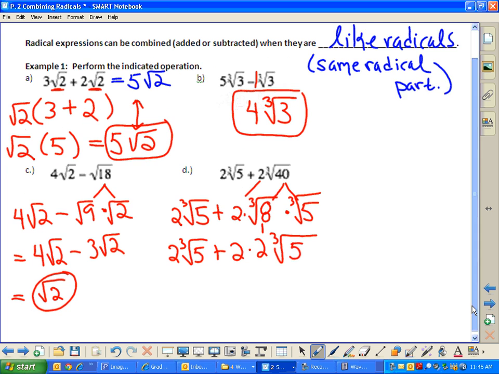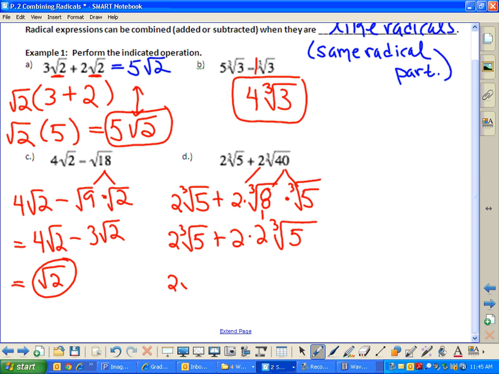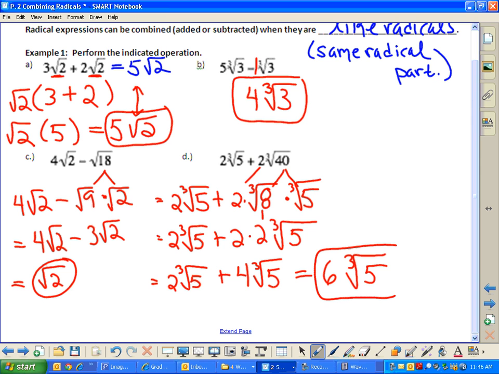So what I'm actually combining is 2 cube roots of 5 plus 4 cube roots of 5. So these are all equal to each other. 2 cube roots of 5 plus 4 cube roots of 5. I don't know what the cube root of 5 is. It behaves like x in my brain. It's like putting 2x and 4x together. 2x and 4x is 6x. So this is going to be 6 cube roots of 5. Questions about that?